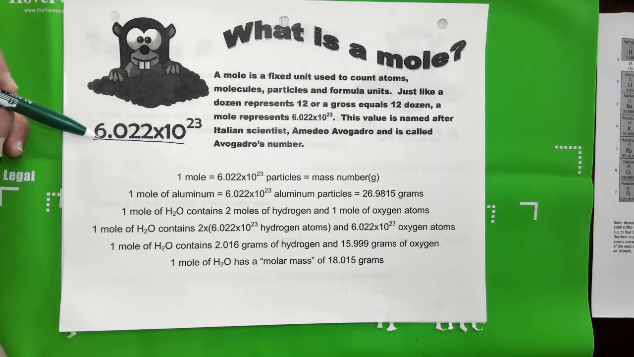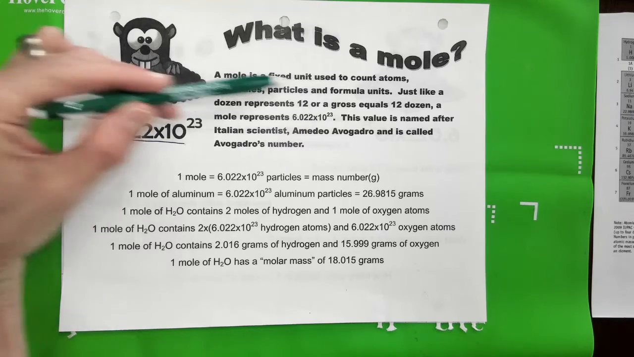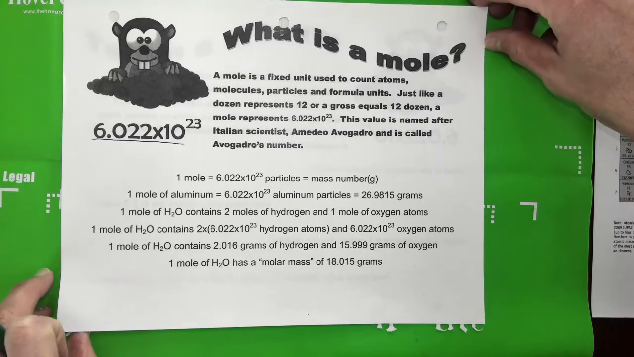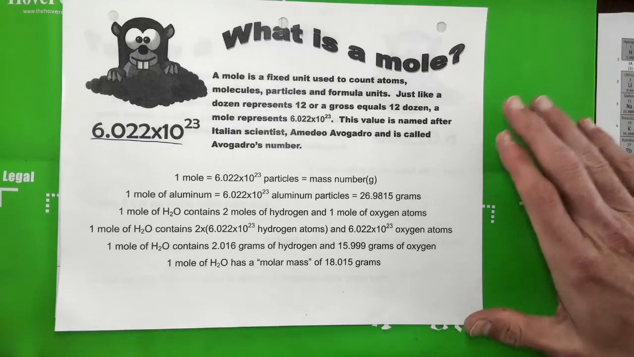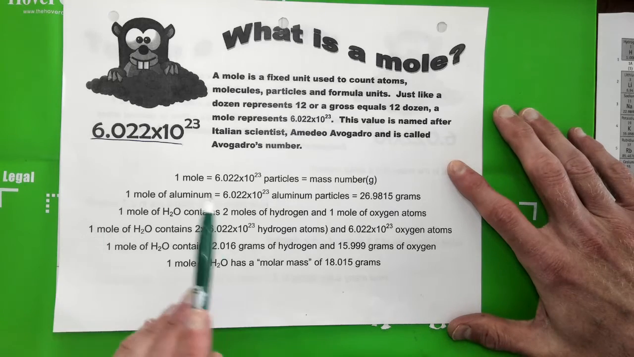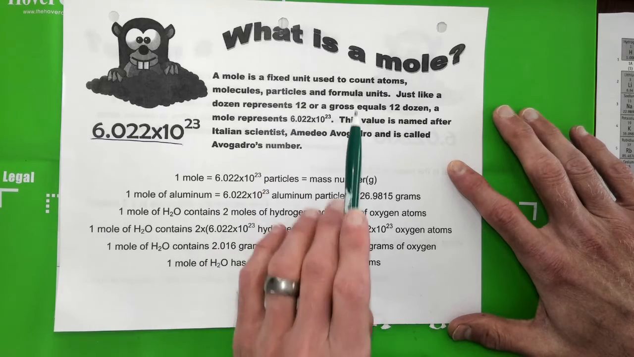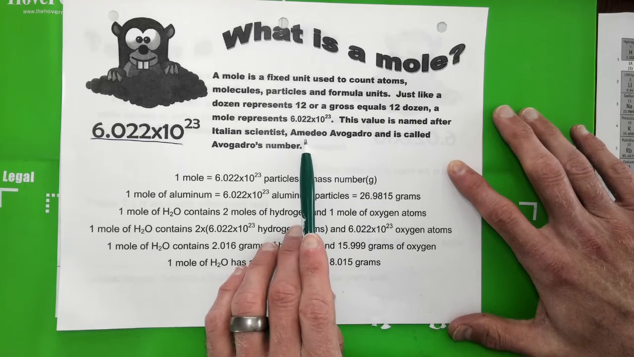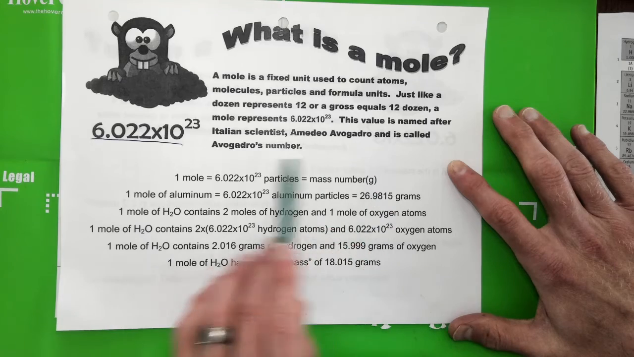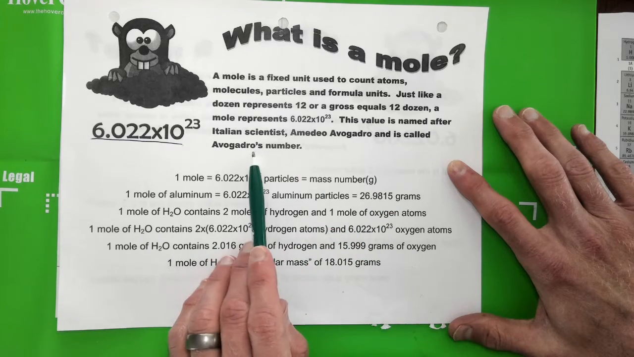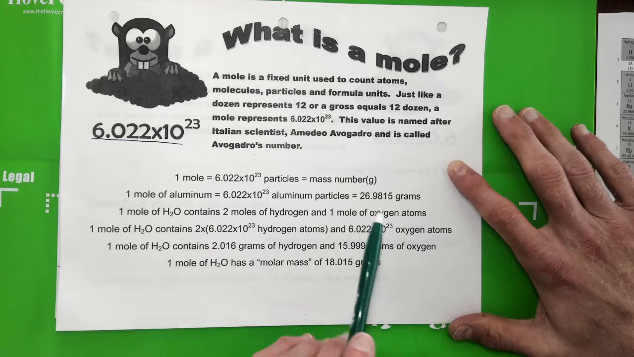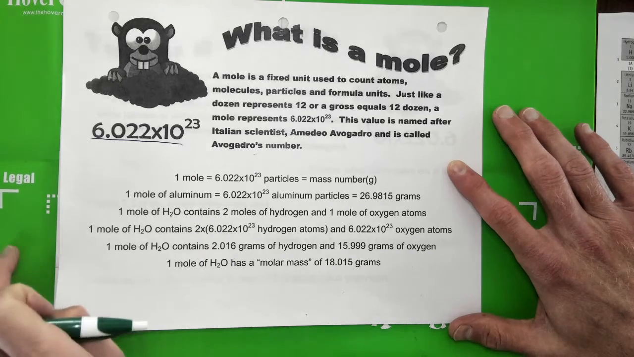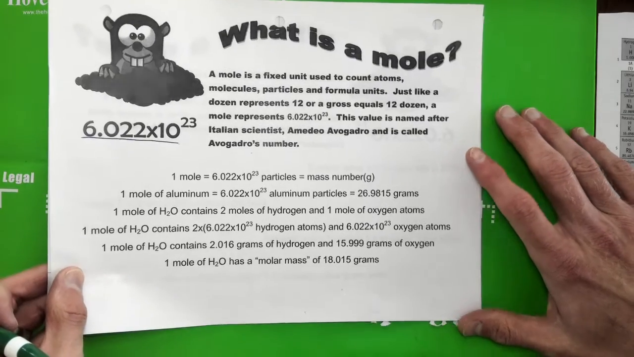Formula units, just think of them as molecules, only it's an ionic compound instead of a molecular compound. They just use a different term for it. So a mole is a fixed unit to count in chemistry. It's named after Avogadro. Sometimes it's called Avogadro's number. The mole is Avogadro's number, because he's the mathematician, scientist that worked to develop and derive this number.